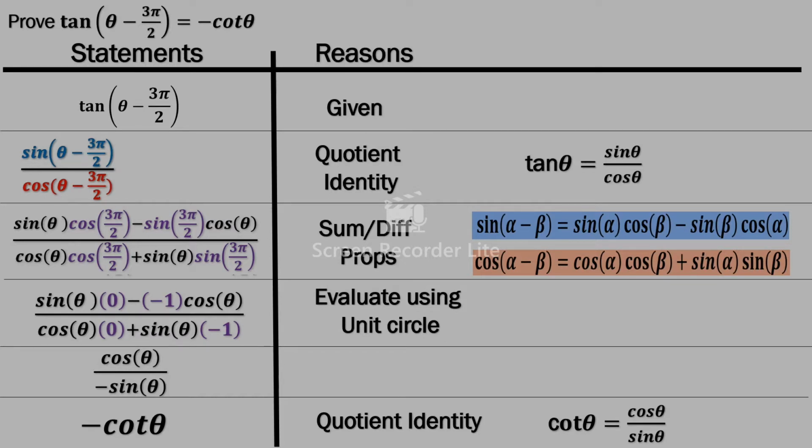When you simplify the numerator, it becomes the cosine of theta, and simplifying the denominator, it becomes negative sine of theta. By working from the top and the bottom, we have met in the middle at cosine of theta over negative sine of theta. This completes the proof of this identity.